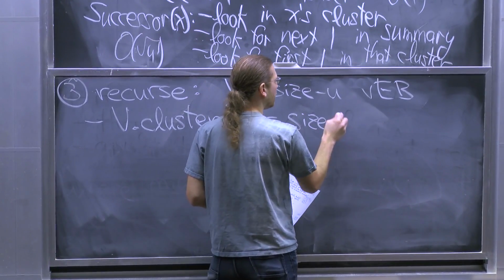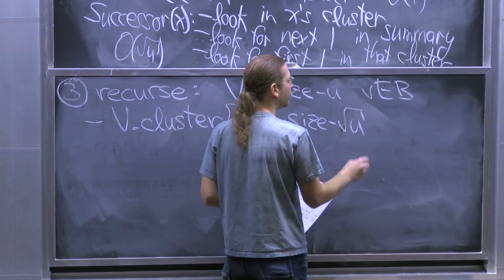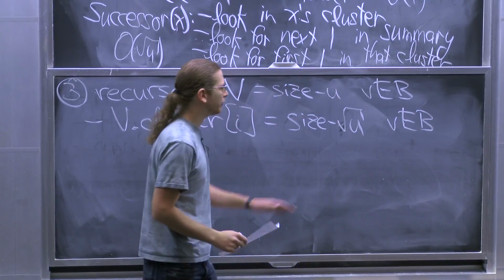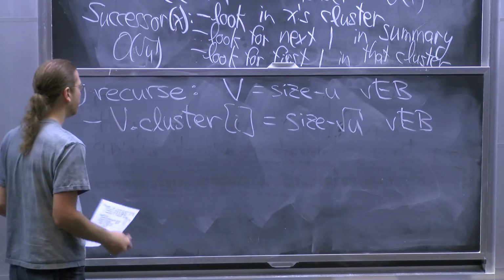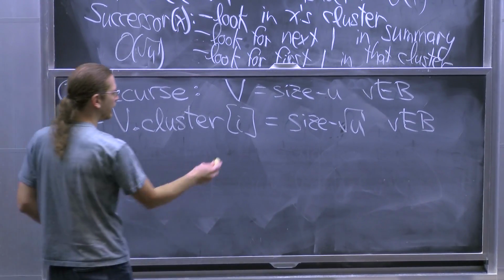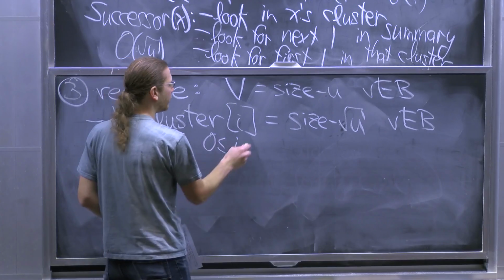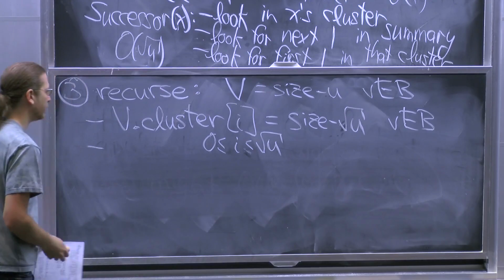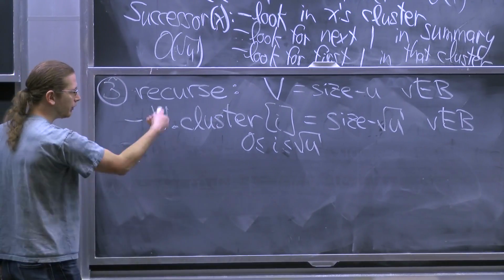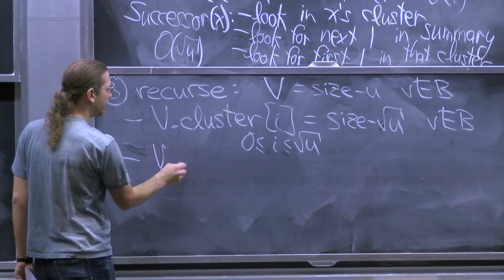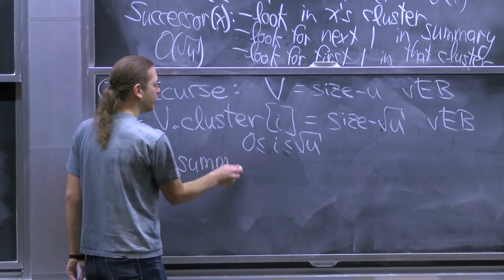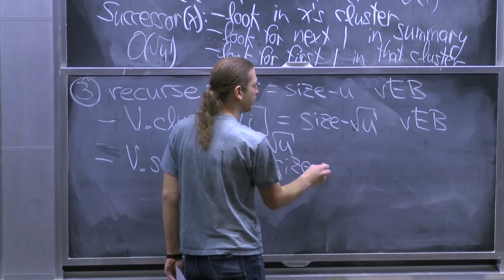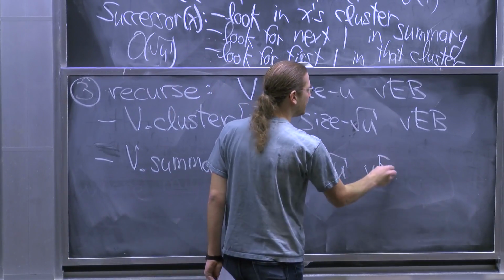And recursively, each of those clusters is going to be represented by a smaller VEB structure of size square root of the given one. Okay, and i ranges from 0 to square root of u minus 1. So there's square root of u of them. Total size is u. And then in addition, we're going to have a summary structure. And this is also a size square root of u VEB.